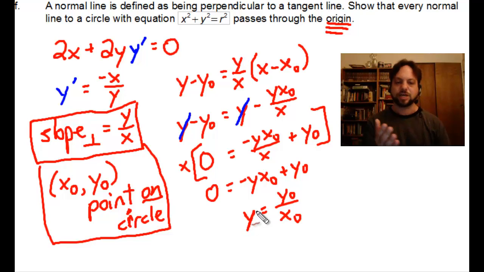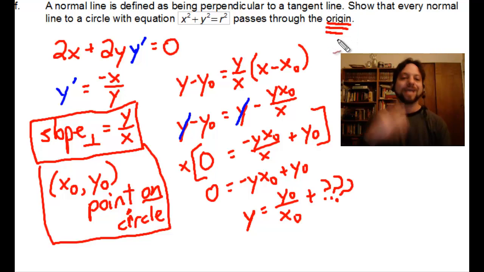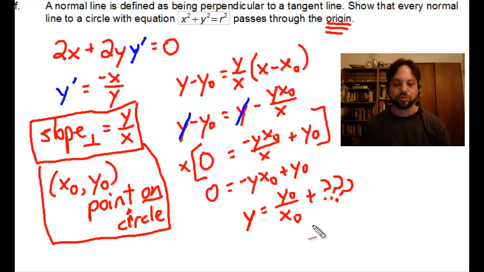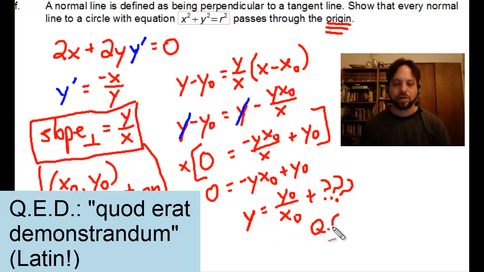But where's my intercept? Where is my intercept? Well, because there is no intercept, that tells us that we must be passing through the origin. And so we've proven that any normal line to any circle centered at the origin will have a normal line that passes through the origin, and thus it is proven.